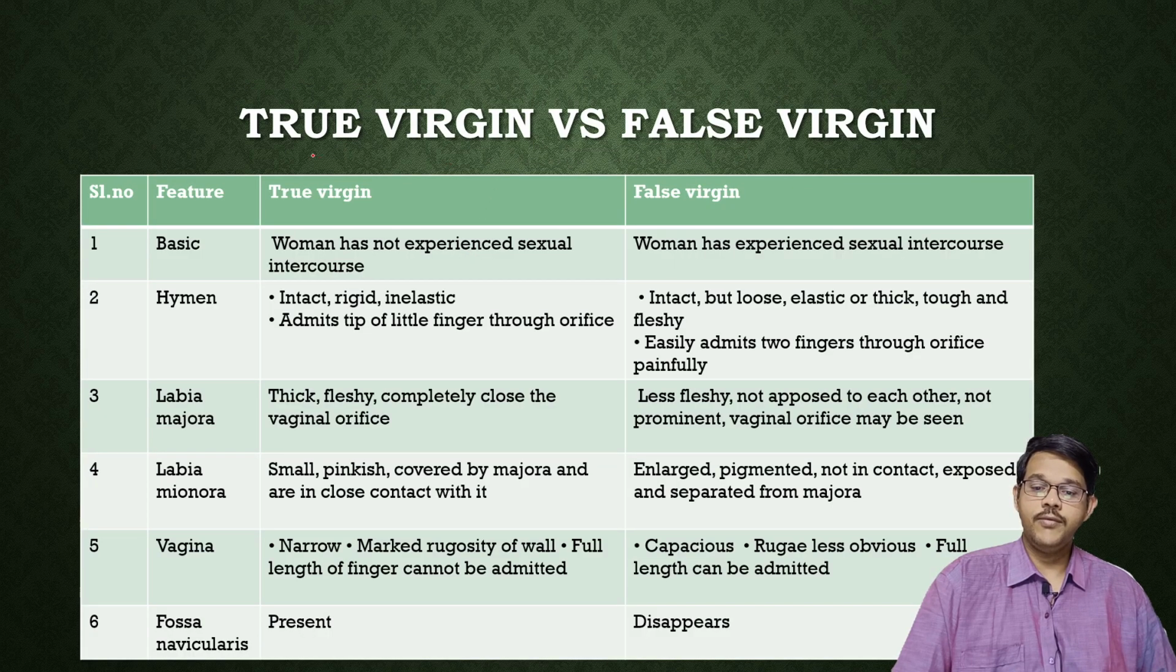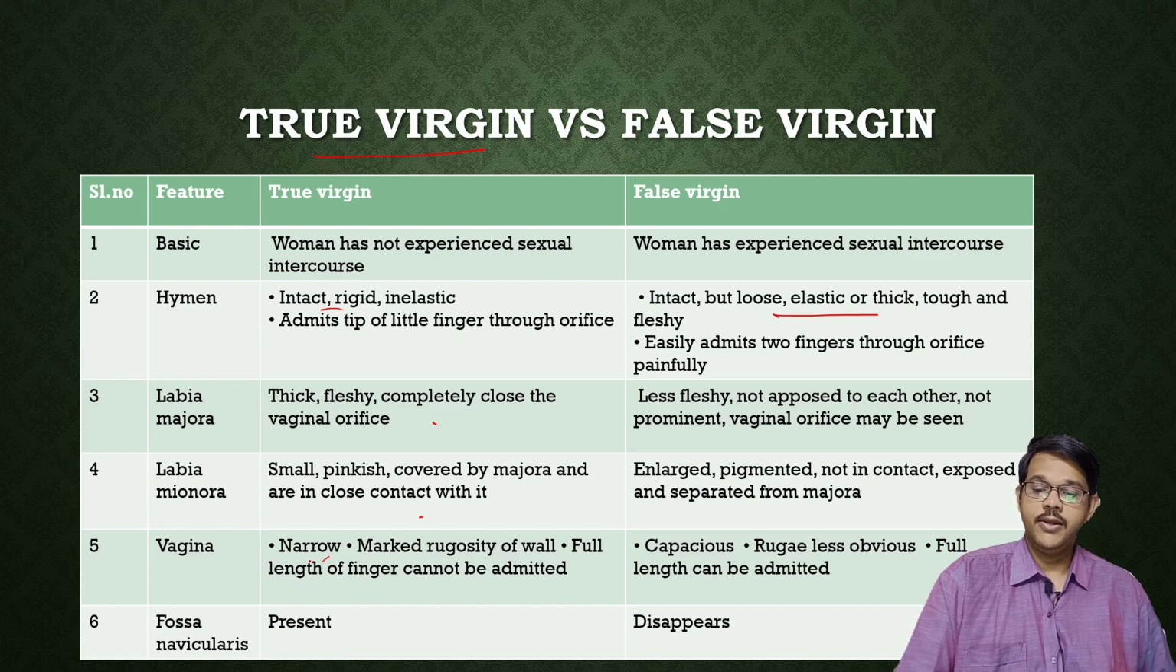So we have to know the signs of true virginity and false virginity. In a true virgin, the woman has not experienced sexual intercourse. A false virgin is a woman who has experienced sexual intercourse but has an intact hymen. The hymen in a true virgin is intact, rigid and inelastic, but it becomes loose and elastic in false virgins. The majora and minora are thickish and approximate each other, and in a false virgin they do not approximate each other and are loose.